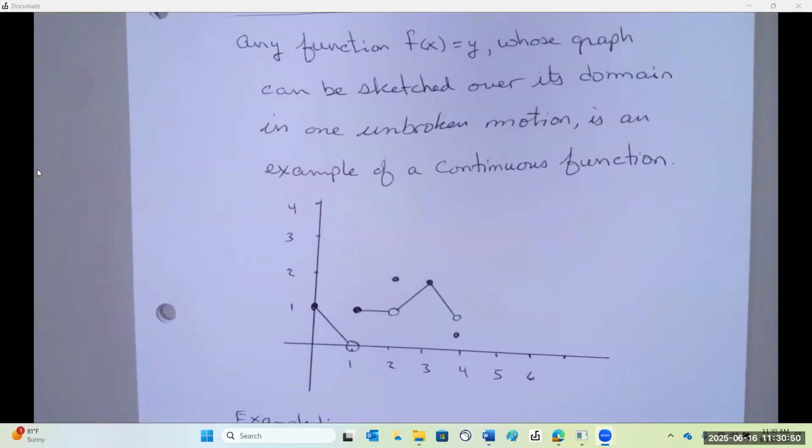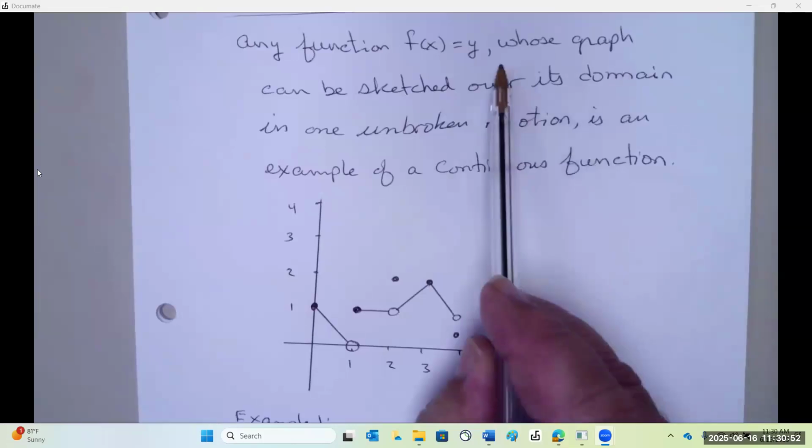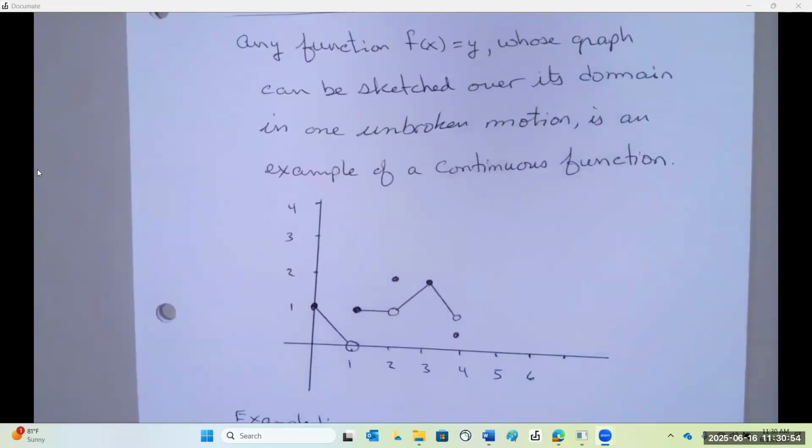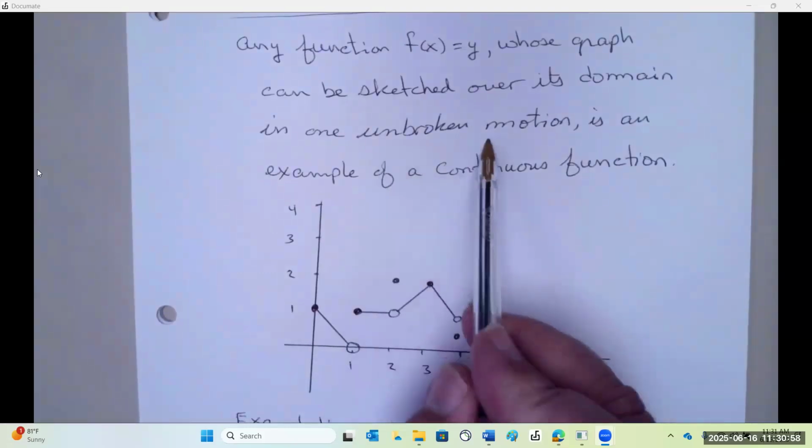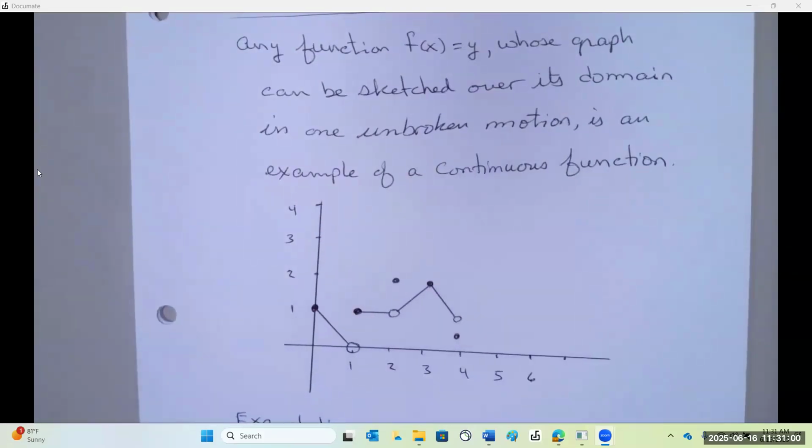As it's known, any function f of x whose graph can be sketched over its entire domain in one unbroken motion, where you never pick up your pen, is called continuous. That's an example of continuity in the function. But that works great if you have a graph of it. How do we know if it's continuous by not having a graph of it? By looking at the function itself.